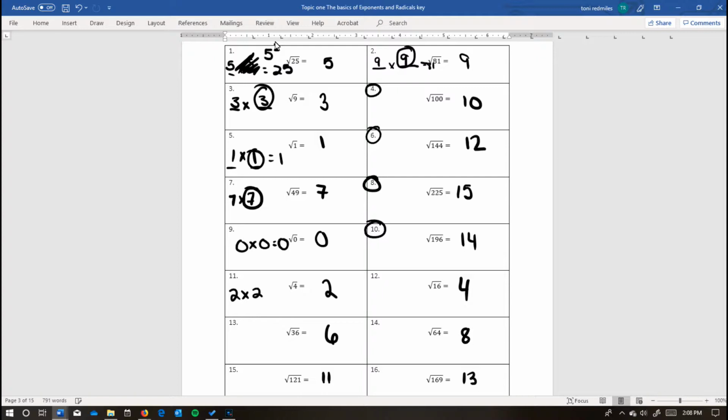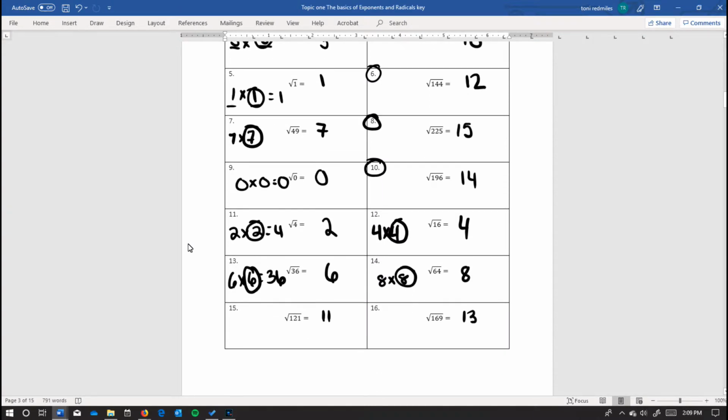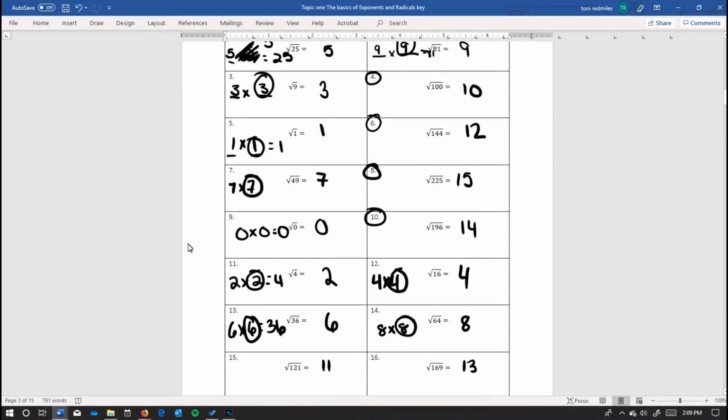2 times 2 is the only way to equal 4, so I take one part of it, the base, and the answer is 2. Here we should know that 4 times 4 equals 16, but I just want the base, which is one of them. All right, so the answer is 4. 6 times 6 equals 36, but I just want the base, which is just one of the factors in the multiplication problem. 8 times 8 equals 64, but I just need one of those factors. And we're going to save 11 and 16 for a minute.